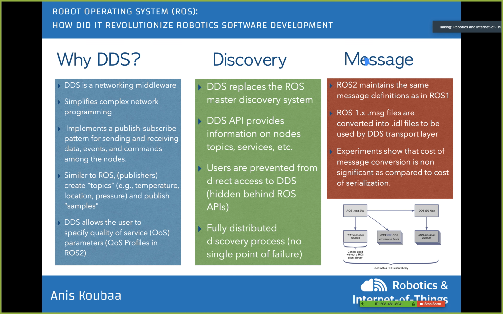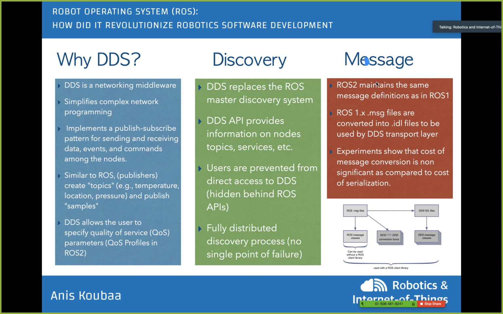Okay, so DDS finally was chosen. It simplifies a lot the network programming, and it provides inherent publisher-subscriber patterns that are very suitable to ROS, and it shares several similar features with ROS, like creating topics, publishing messages, subscribing to messages, and so on. And it also defines some discovery protocols, because now you don't have a ROS master, so you must have some kind of protocol to be able to discover what are the different nodes running in your ecosystem.